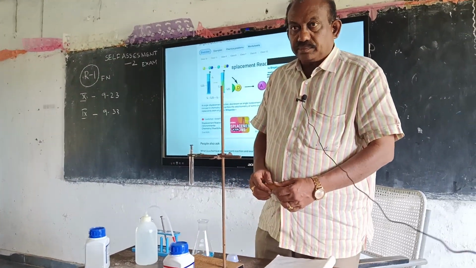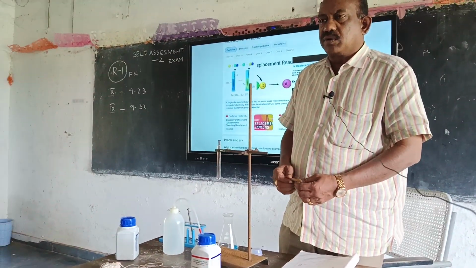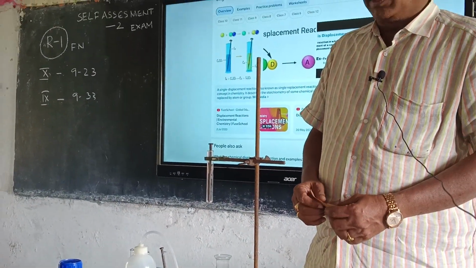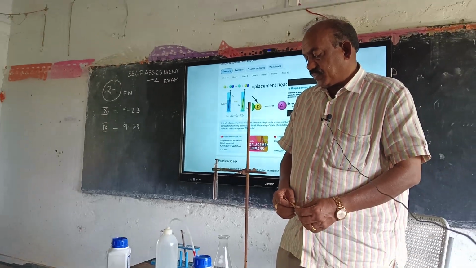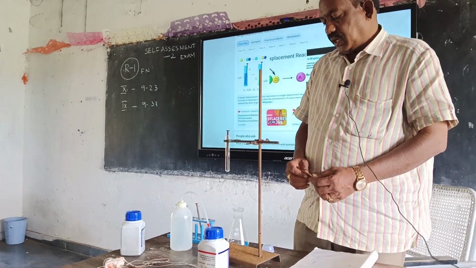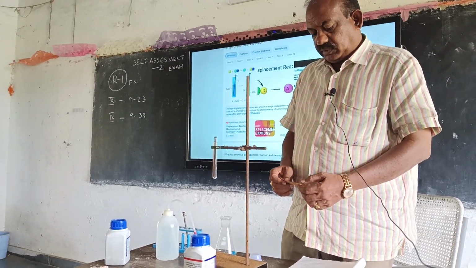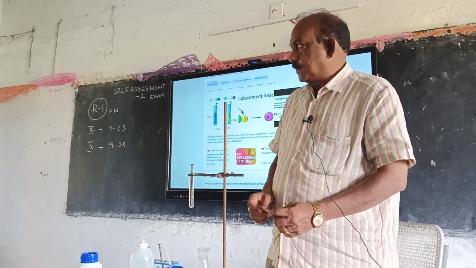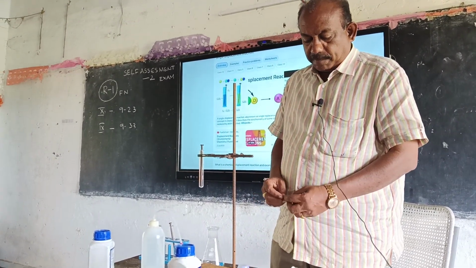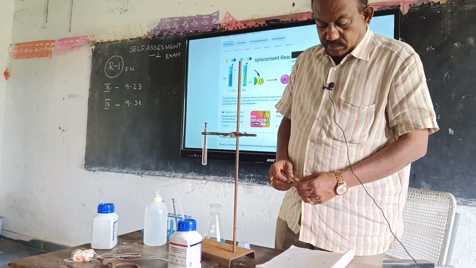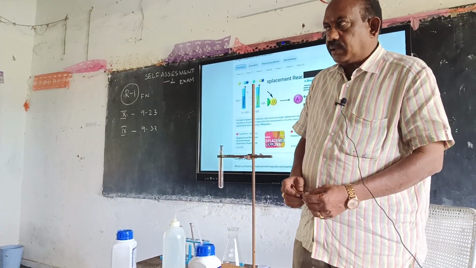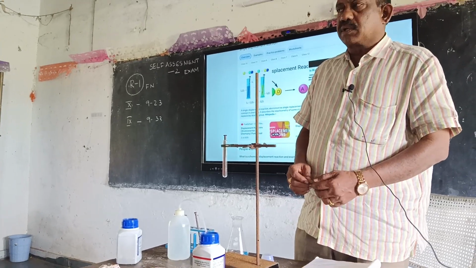An iron nail which is dipped in the copper sulfate solution. That means the reaction in between copper sulfate and iron. That is the best example for displacement reaction. What may happen here? Iron displaces the copper ion in the copper sulfate solution.